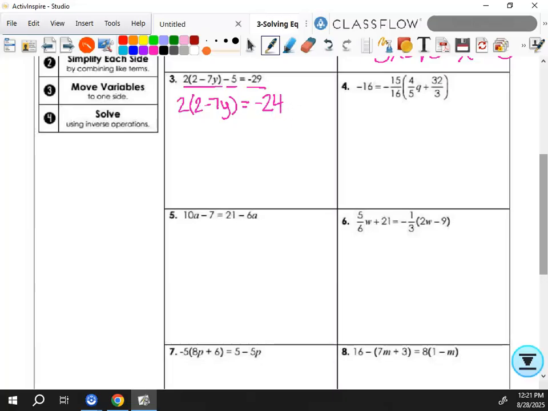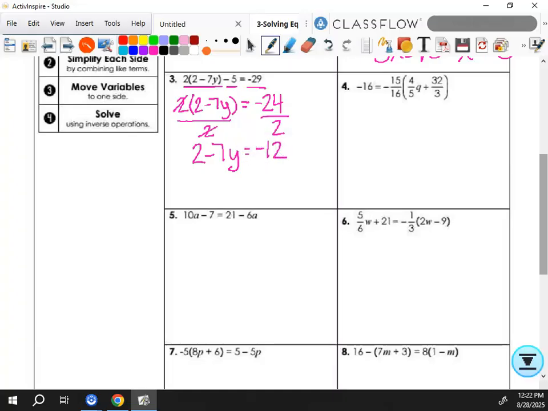So now I could distribute the 2. Could I divide both sides by 2 here? Yes, I could do that here. And a lot of times this makes your numbers a little bit smaller, so maybe it is better than distributing. It's up to you. 2 - 7y = -12.